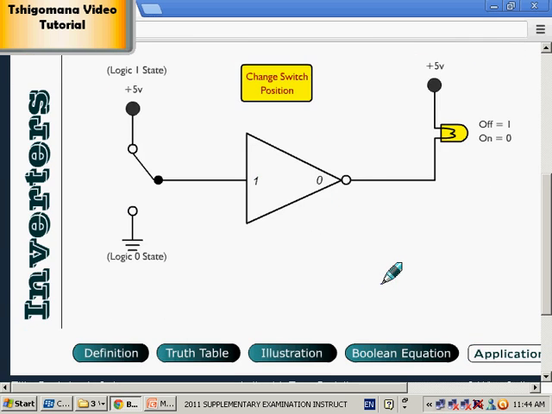What is the application of the NOT gate or the inverter?